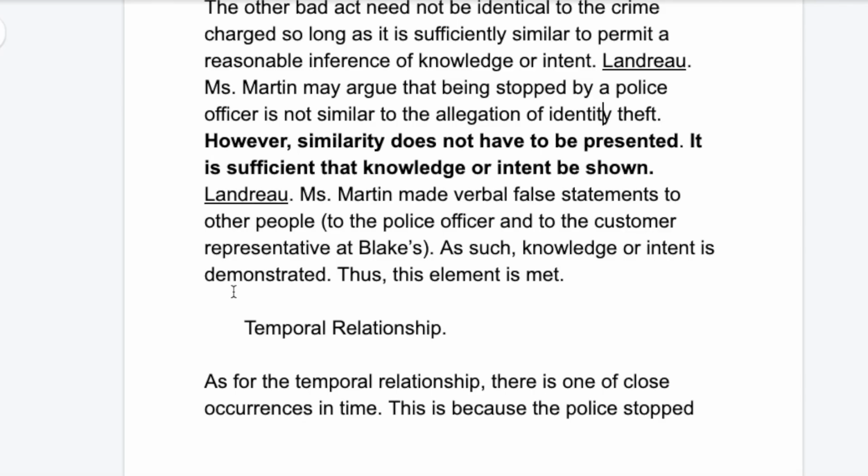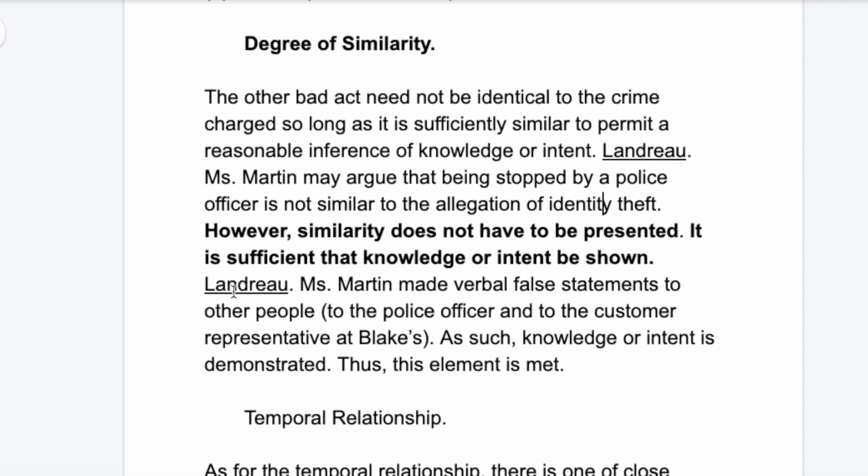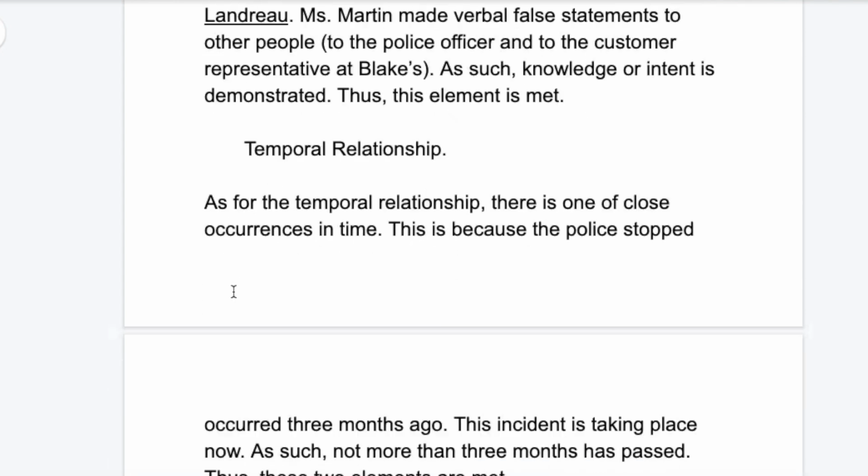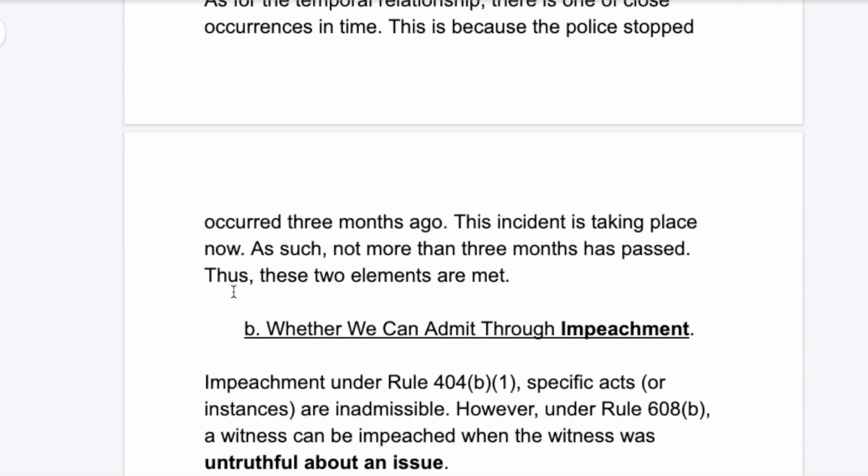Let's go back. And I want to analyze whether the defenses are similar. And here they are not explicitly similar, but there is a rule on that, and I'm going to make sure I discuss that rule. It says, however, similarity does not have to be presented. It is sufficient that knowledge or intent be shown. So I'm going to just mention that. I'm going to get some points there. Now let's go on. And I'm not going to pay too much attention to temporal relationship.